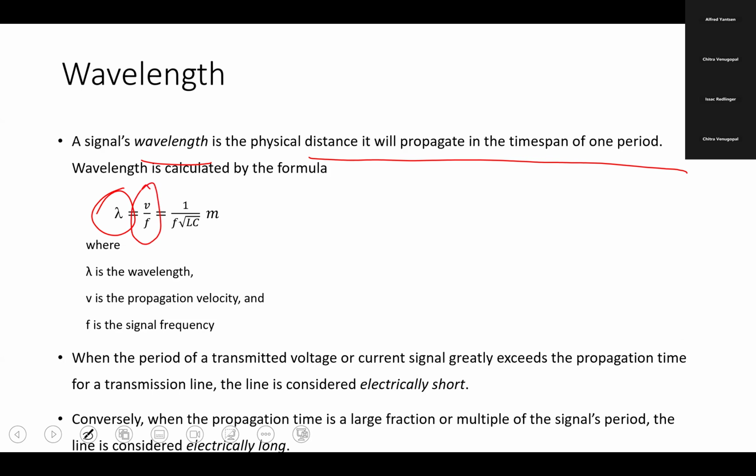Right. When the period of the transmitted voltage or current exceeds the propagation time, then it is considered electrically short. Okay, so that is more important, and we have to look at this ratio always. So the gamma value gives us the ratio value that we need to look at for protection circuits.